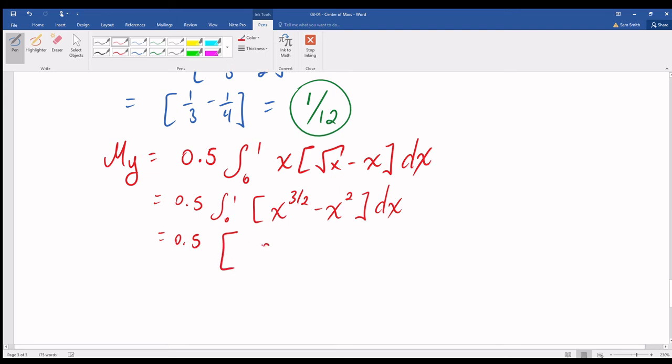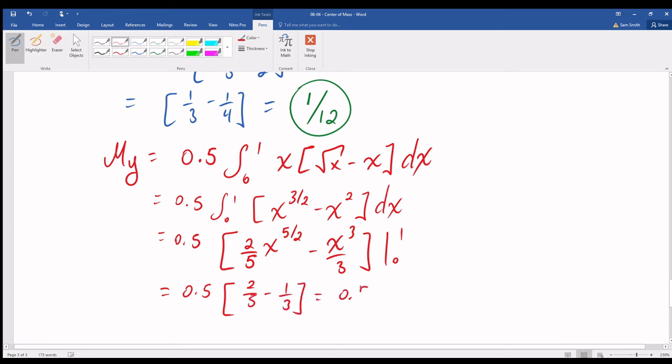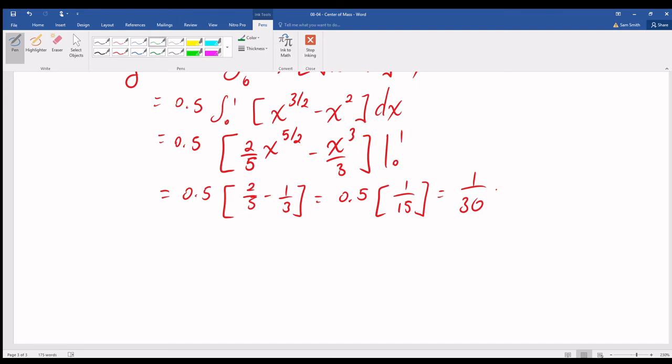0.5, and then let's take an antiderivative, x to the 5/2 times 2/5, x cubed over 3, evaluated from 0 to 1, and then plugging in 1, since 0 doesn't contribute here, 0.5, 1 goes in, 2/5 minus 1/3. I suppose that this is 0.5, 1 over 15, so I suppose that this is 1/30th for the value of m sub y. And similarly, we can find the value of m sub x.